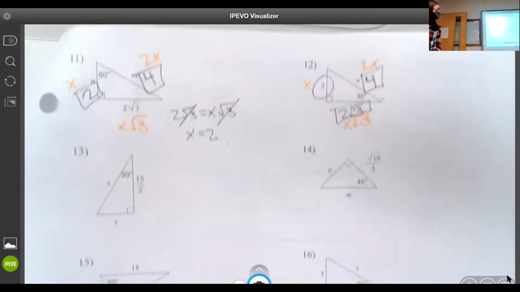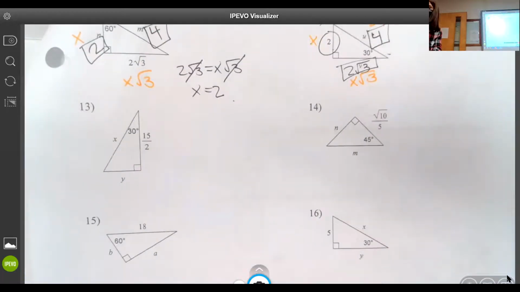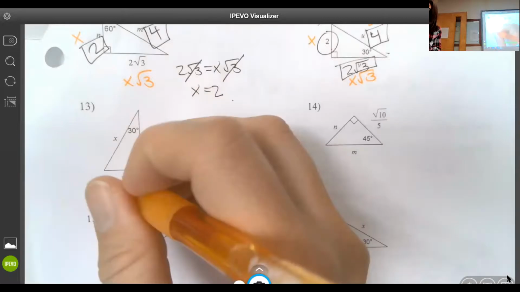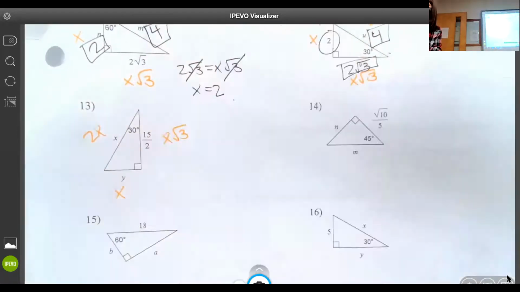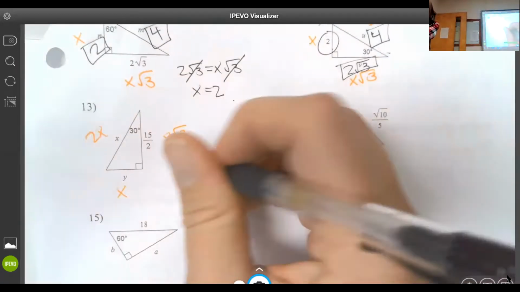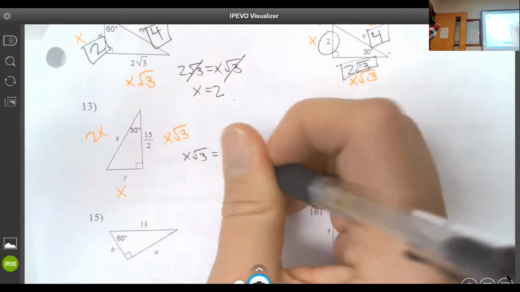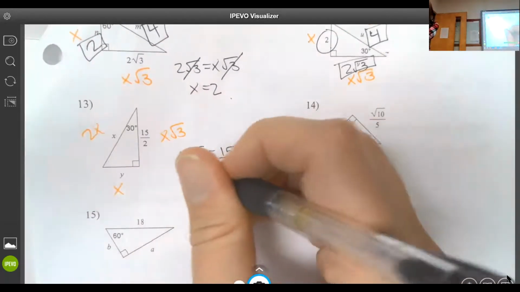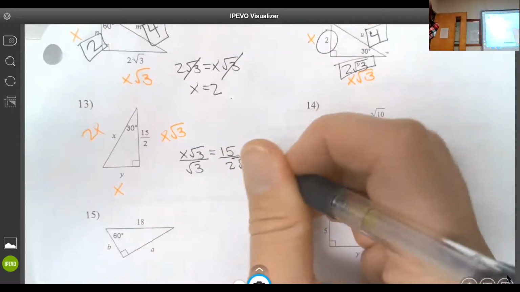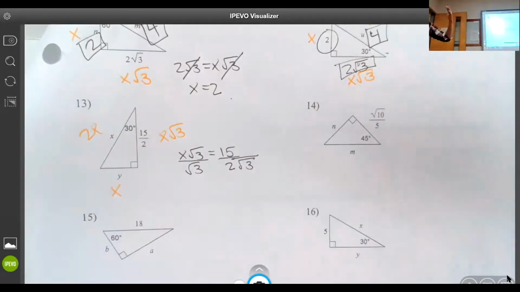Next one's tricky. This is a 30, 60, 90. So across from 30 is x, hypotenuse is 2x. The side I'm given is x rad 3, and it's a little bit of a mess. So x rad 3 equals 15 halves. I need to divide by rad 3, which means when I divide a fraction, that's going to move to the denominator of that fraction.